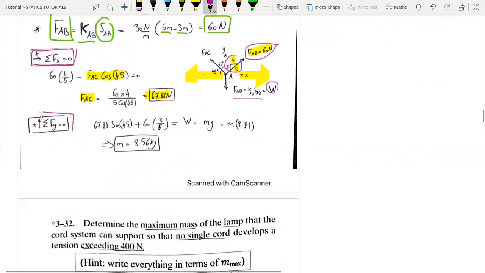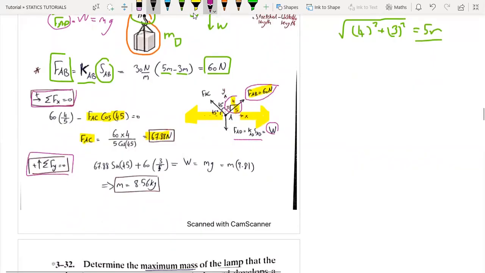Now applying the summation of forces in the y direction. So here, let me erase this first. Okay. So here I have FAC, which I've already found the value of to be 67.88. So sine 45 or cosine 45, it will not matter because cosine 45 equals sine 45. So it will be positive, the component in the positive y direction.